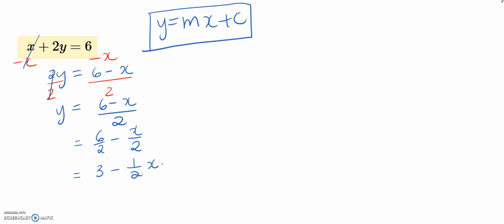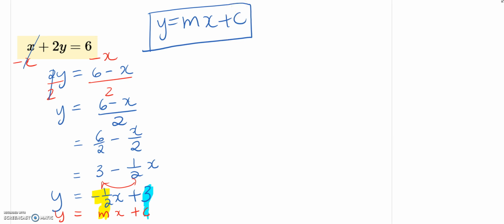Now again, we don't have our mx in front, so we just rearrange it again. If we swap these two, what we get is minus half x plus 3. So now we have y equals mx plus c. And if we match up, that's our m and that's our c.